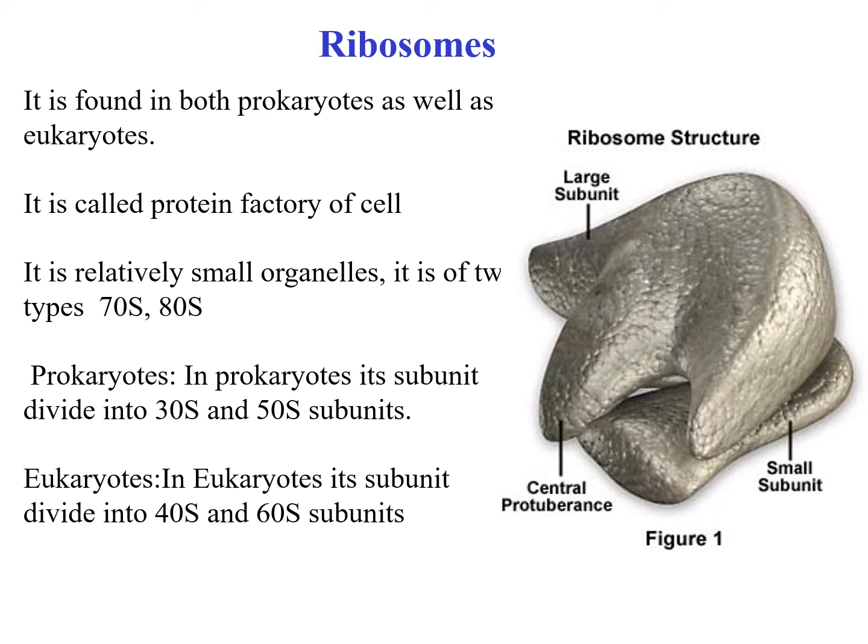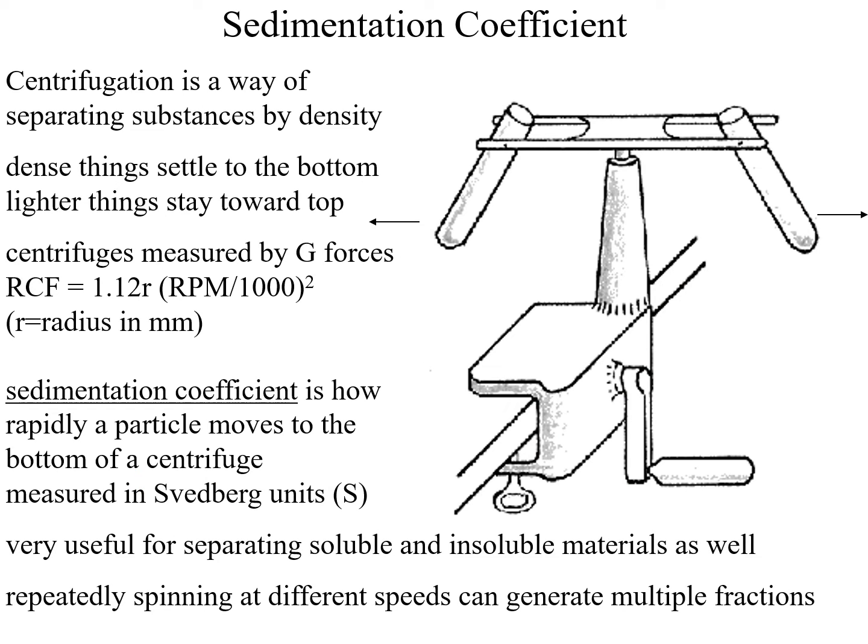In prokaryotes, the 70S ribosome also divides into two subunits: 30S and 50S. In eukaryotes, these are the 40S and 60S subunits. This is the sedimentation coefficient. It refers to the process of centrifugation.